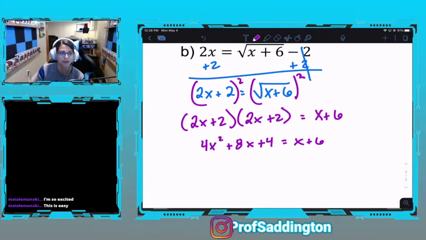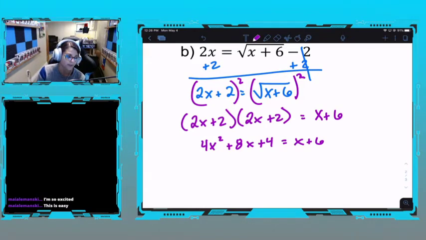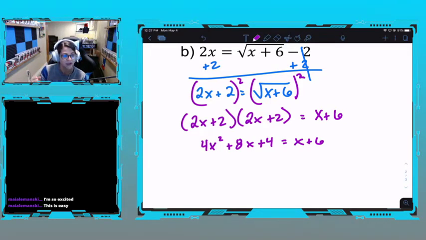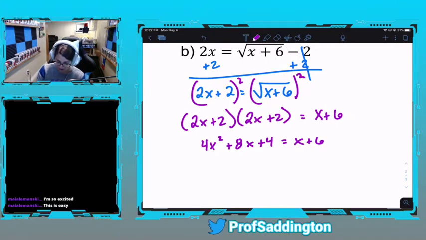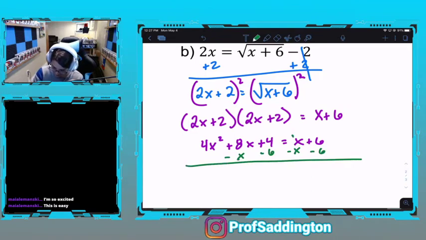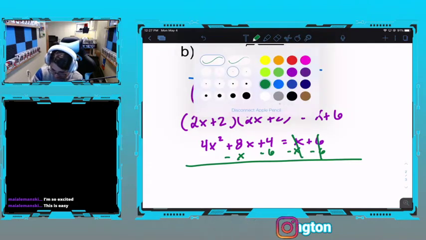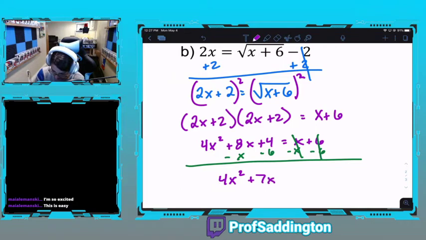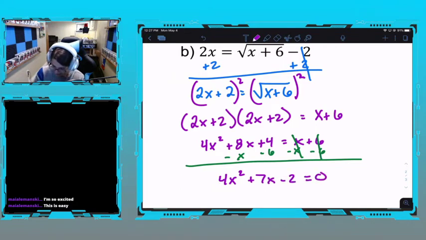If you want to show that middle step where you're double distributing, you can. I'm not going to. And then, like before, I want to make sure I'm always keeping that x squared term positive. Otherwise, it's not as nice to factor. So here we're going to subtract x, and we're going to subtract 6. So we get 4x squared plus 7x minus 2 equals 0.